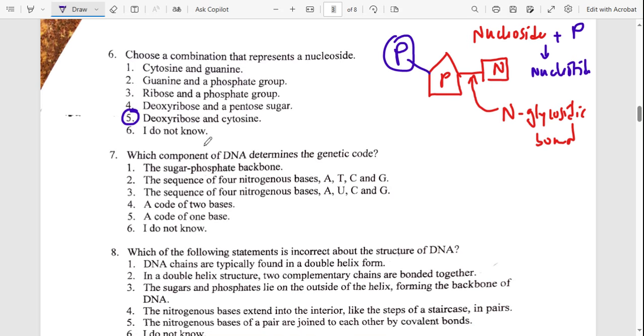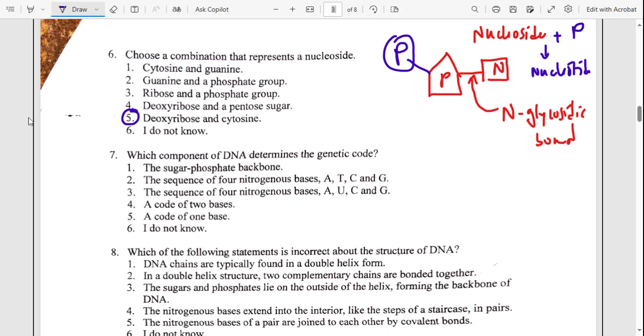7 is saying, which component of DNA determines the genetic code? Now, what determines the genetic code are the bases, the nitrogenous bases. Okay? So it's not a sugar phosphate backbone. The backbone, remember, we said is this. It's not the backbone. The sequence of all nitrogenous bases ATCG.